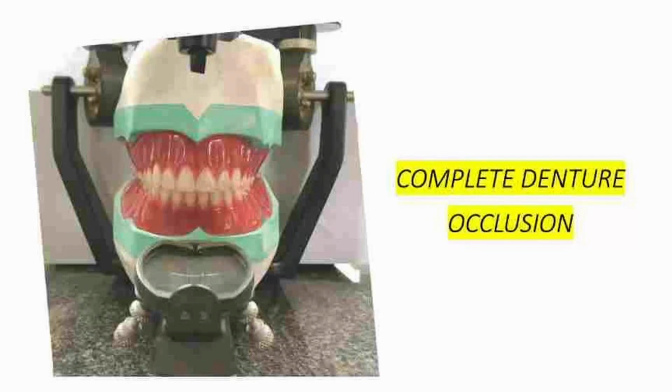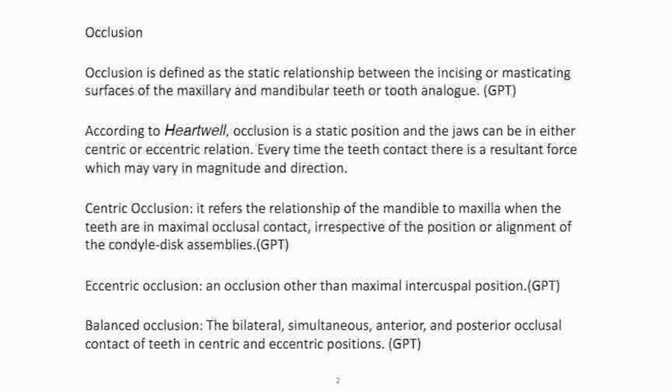This class is on complete denture occlusion. Occlusion is defined as the static relationship between the incising or masticating surfaces of the maxillary and mandibular teeth or tooth analog. According to Hartwell, it is a static position of the jaws that can be either in centric or eccentric relation, and every time the teeth contact there is a resultant force which may vary in magnitude and direction.